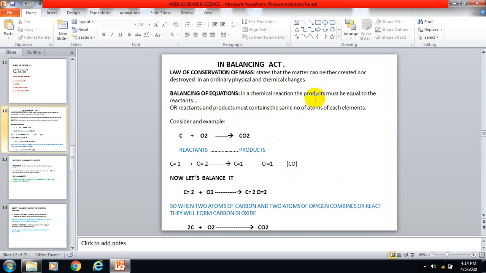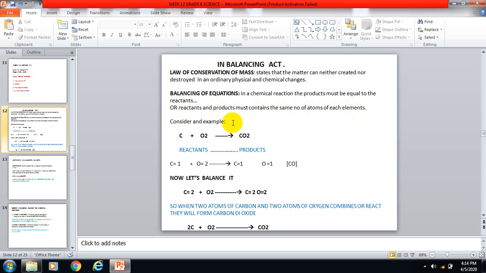In a chemical reaction, the products come from the combination of reactants. When two things combine, we call them reactants. So the product ratio and the reactant ratio must be equal, by coefficient and subscripts both. Or, reactants and products must contain the same number of atoms of each element. Although this is just a general definition, it can give you a clear view.